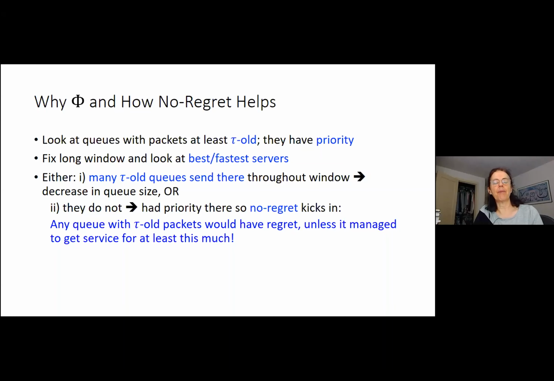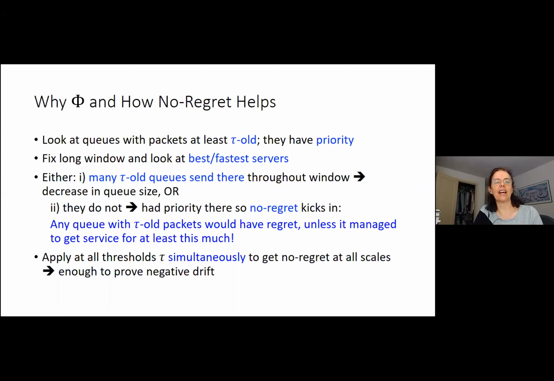I said this for a particular time tau, but of course I don't know what the right tau is. So what I have to do is simultaneously apply this bound for all taus. Hence my potential function sums over all possible timescales to prove the negative drift.